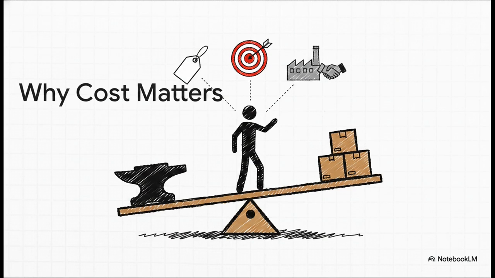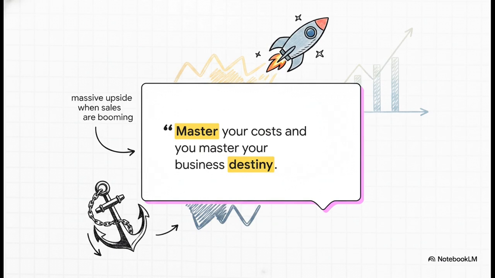Understanding this delicate balance between fixed and variable elements, it isn't just dry, boring accounting. It's actually how you strategically control your entire operation. It dictates how you price your goods, how you assess the risk of your operating leverage, and how you decide whether to manufacture in-house or just outsource to a supplier. Because at the end of the day, managing these unit economics is the absolute foundation of long-term commercial survival. High fixed costs can offer massive upside when sales are booming, but man, they are a heavy anchor during a downturn. Master your costs, and you master your business destiny.